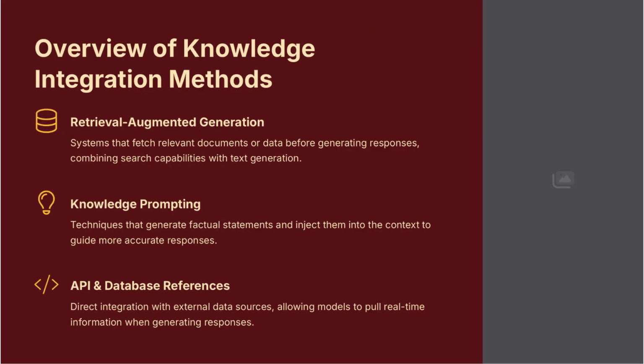Knowledge integration methods enhance AI by using retrieval augmented generation, which fetches relevant documents before generating responses. Knowledge prompting involves injecting factual statements to guide accuracy. Application programming interface and database references allow models to access real-time data, ensuring up-to-date and precise responses.